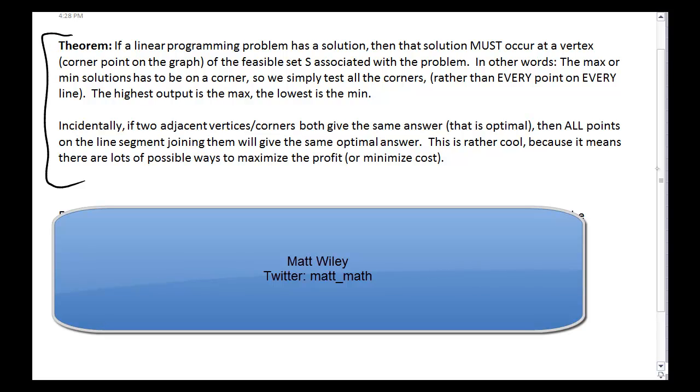If a linear programming problem has a solution, we've been dealing with linear equations, so if there's a solution, an optimal solution is what we're going to call it, then that solution has to occur at a vertex. That means if I graph it out on an xy axis, I'm talking about a corner point. Rephrasing that, the max or min solutions have to be on a corner. So the technique is this: test all the corners. Plug every single corner point that we've got into our equation that we're trying to find a maximum or minimum for. The highest one is the max, the lowest is the min, and we're done.